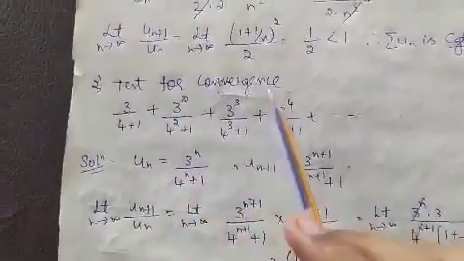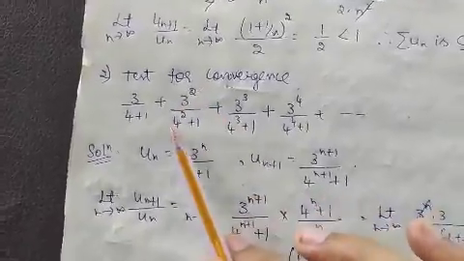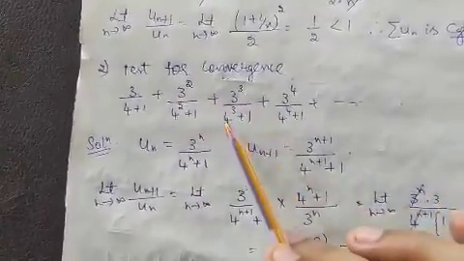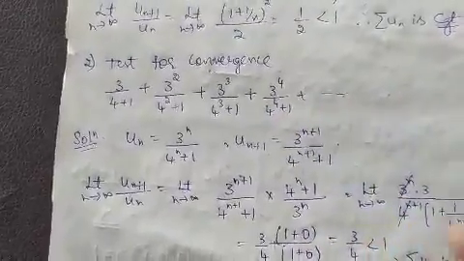Okay, next problem. Test for convergence: 3 by 4 plus 1, 3 square divided by 4 square plus 1, 3 cube divided by 4 cube plus 1, 3 power 4 divided by 4 power 4 plus 1. It will go on.